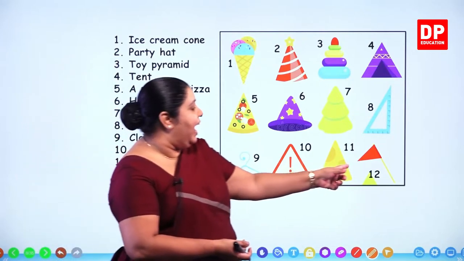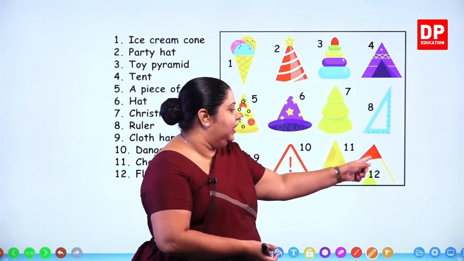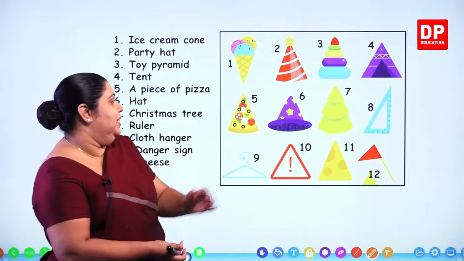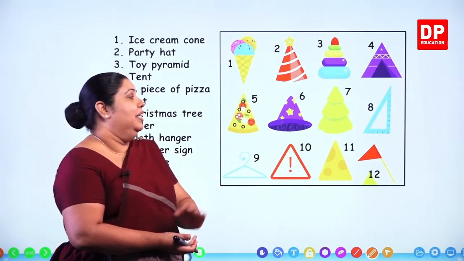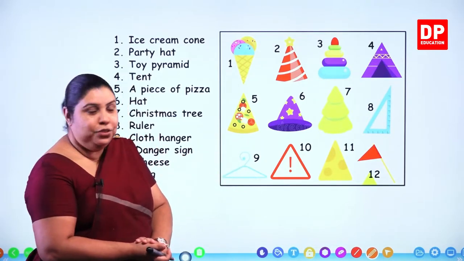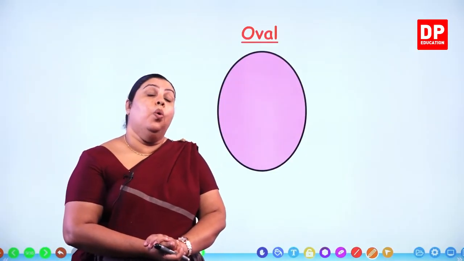Last one, flag. Flags, they are also in the shape of a triangle. So see how beautiful these pictures are, and you have to remember that these things come in these different shapes that we are learning today. So what is our next picture? That is the oval. The next picture is the shape of the oval.